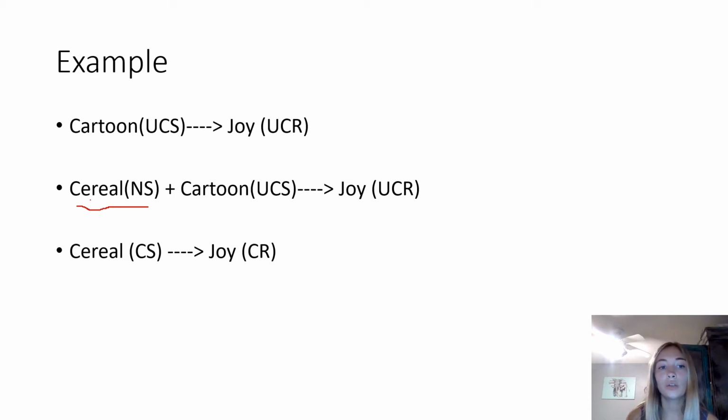And eventually that neutral stimulus is going to become our conditioned stimulus. So now they no longer have to have that cartoon pairing. Anytime they see cereal, they're automatically going to feel that joy, which is that conditioned response.